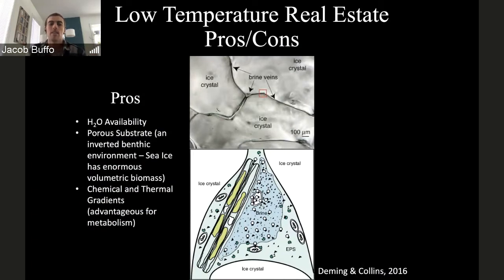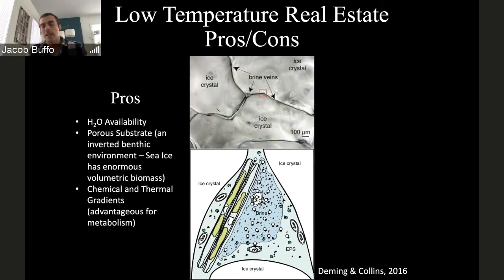The second is that it's a porous substrate, so instead of just freely floating around in the ocean or in water bodies, the ice provides this location for organisms to be protected, but also to latch onto and thrive in. So I think about it as this inverted benthic system. The sediments of oceans have a ton of biology in them, so it's basically what's happening there, in an upside down situation. Like I said, sea ice has this huge biomass in it.